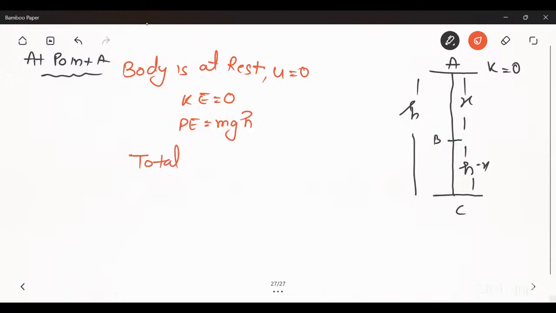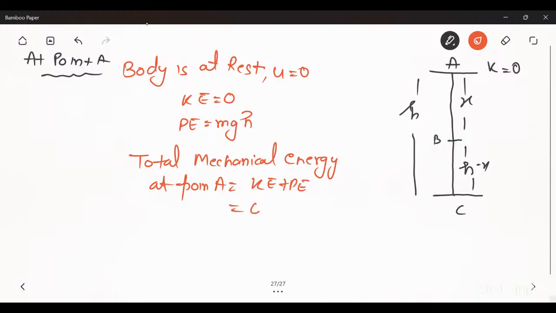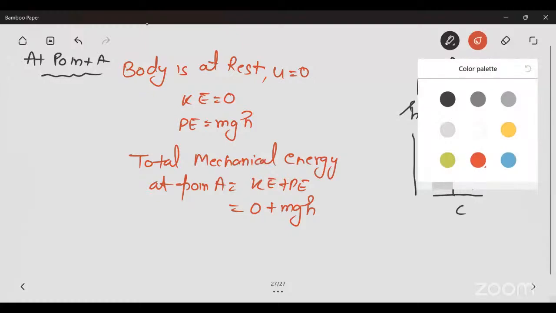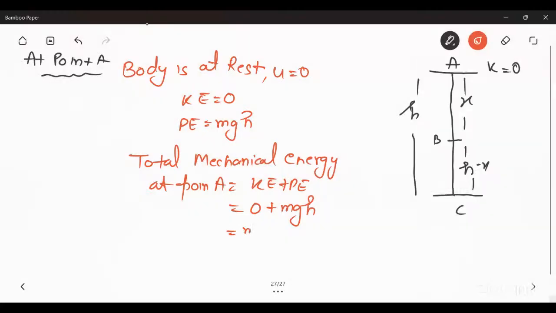So the total mechanical energy at point A is equal to KE at that point plus PE at that point. Kinetic energy is zero at that point and potential energy is mgh at that point. Okay, so the total mechanical energy will become mgh.